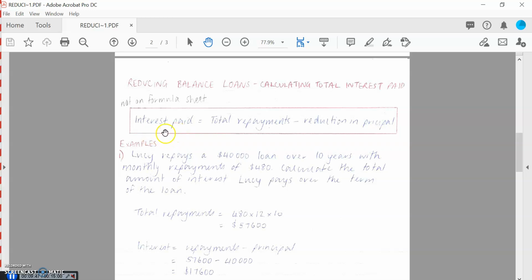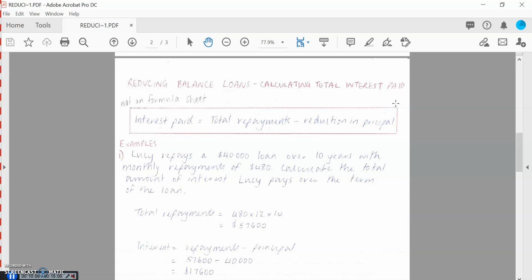In a loan, the total interest that you pay is equal to the total repayments that you make minus the reduction in the principal. So if we're talking about a point in time where your loan is paid off fully, then the reduction in the principal is the whole principal because you now owe nothing on the loan.